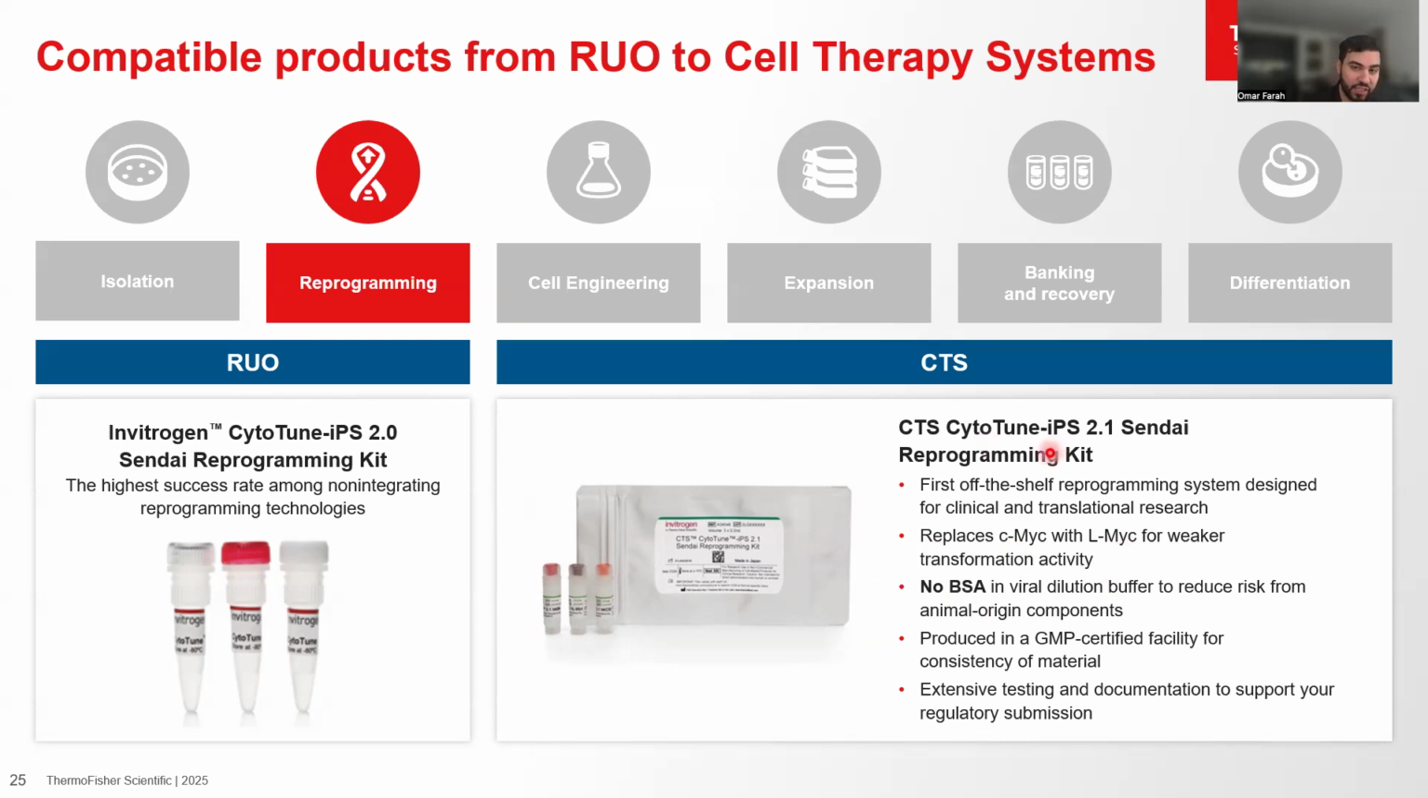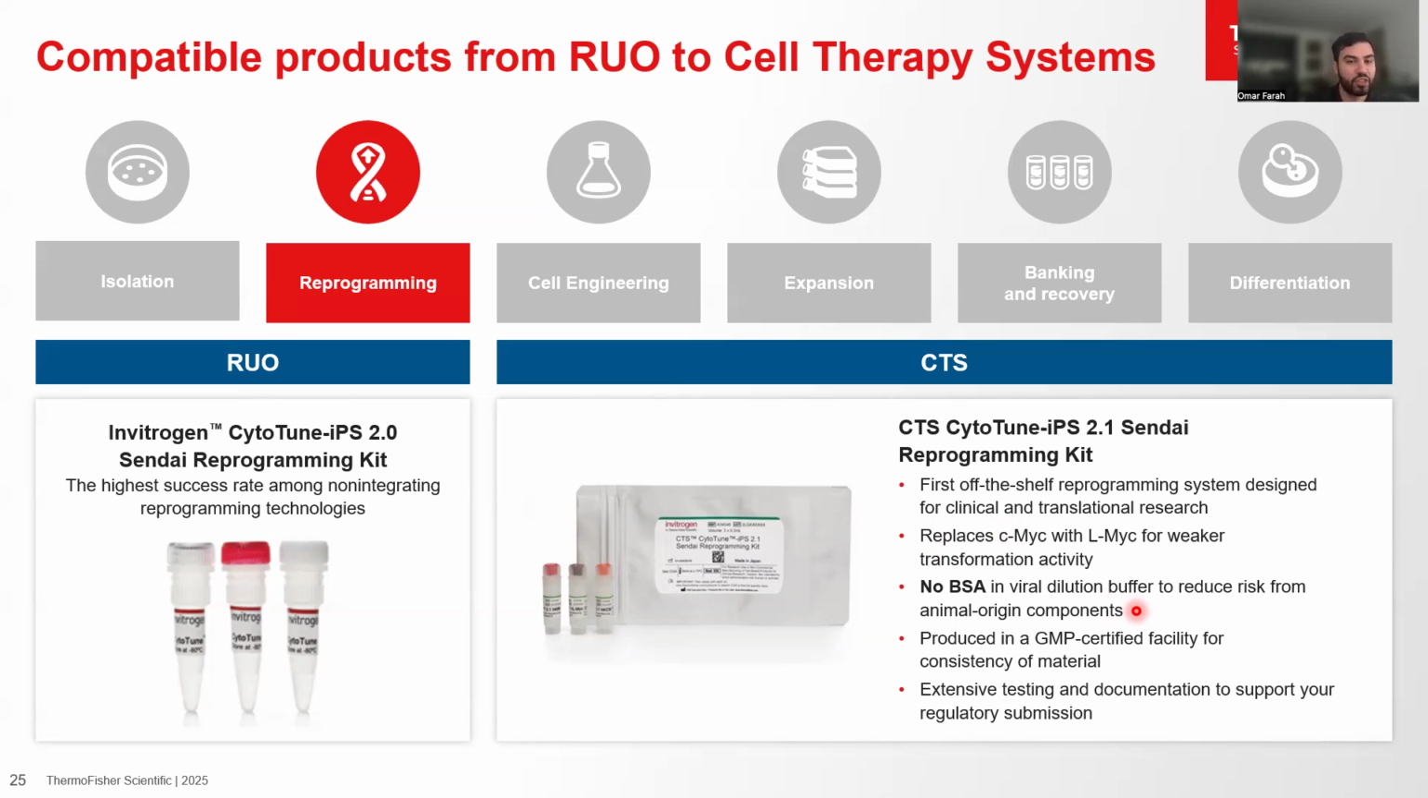In this kit as well, the fit for purpose kit or the CTS kit, as I'll call it from now on, we removed BSA from viral dilution buffers. BSA is bovine serum albumin, right? This is an animal-derived product, and for clinical applications, the FDA likes to stay away from animal origin products and move more into what we call a xeno-free workflow, which again we'll talk about in later lectures.